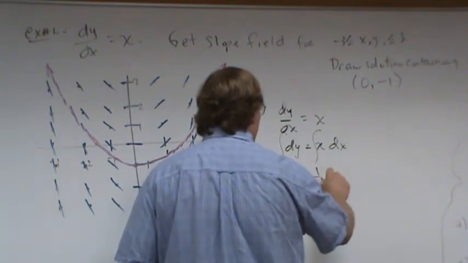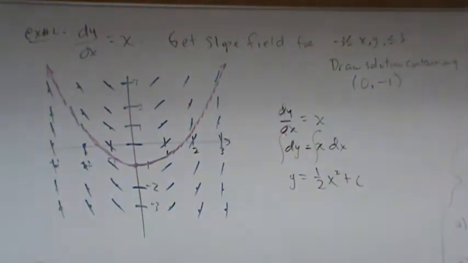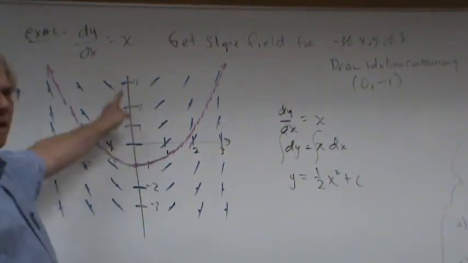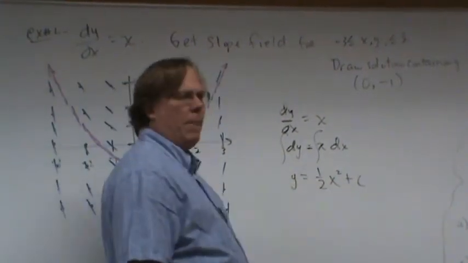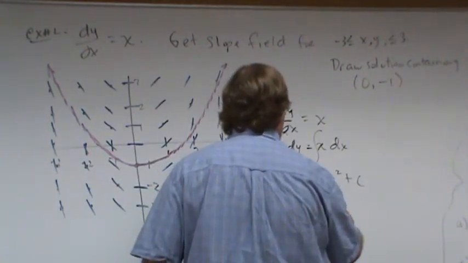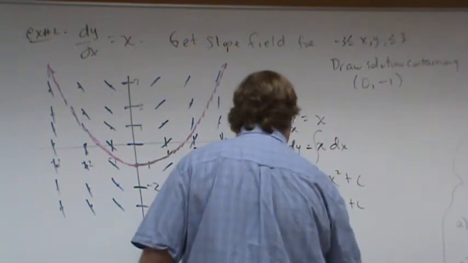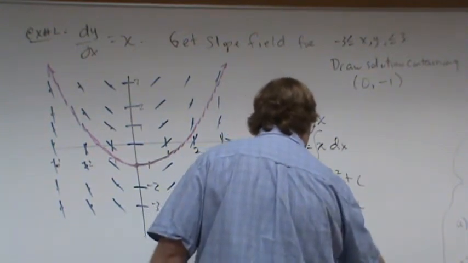Y equals 1/2 x squared plus c. You see that? And are you okay that every solution here is going to be a parabola? And every solution is going to be a parabola whose vertex has an x coordinate of 0? Yeah. And so now I can plug in that initial condition, -1 equals 1/2 times 0 squared plus c. So -1 equals c, and I get y equals 1/2 x squared minus 1.